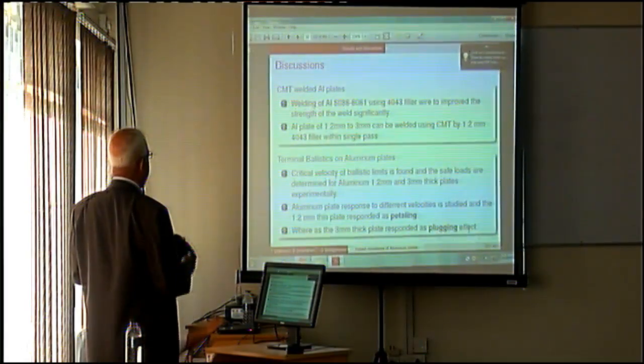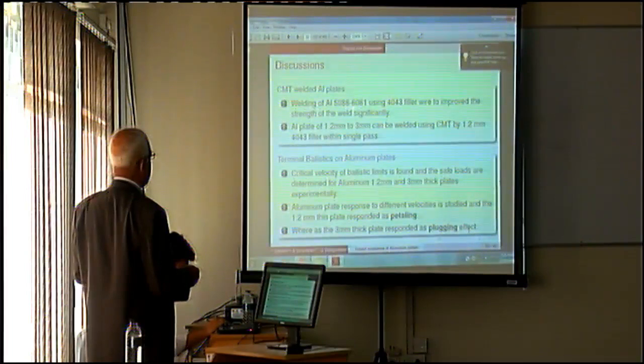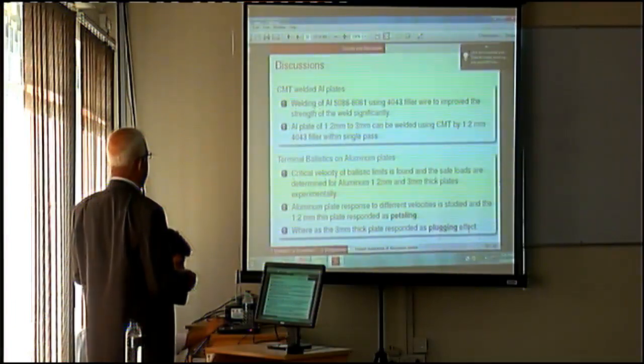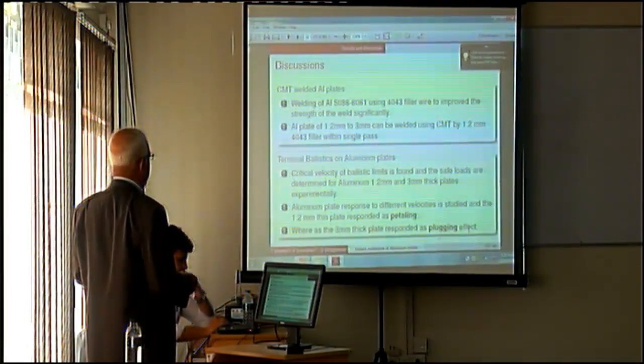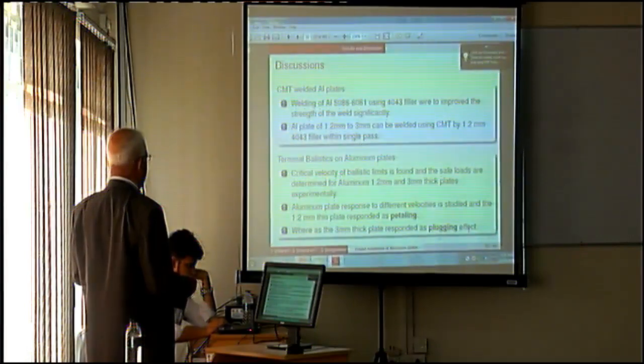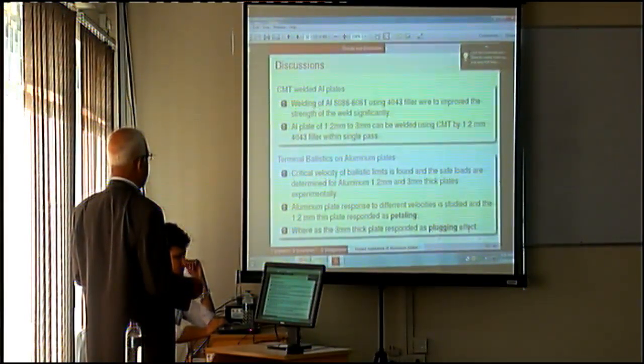And CMT welded aluminum 5086 and 6061 using 4043 filler wire improves the strength of the weld significantly. Aluminum plate of 1.2 mm and 3 mm can be welded using CMT with 1.2 mm 4043 filler in a single pass, and the critical velocity of the ballistic is found and safe loads are determined for aluminum. Two types of plates.